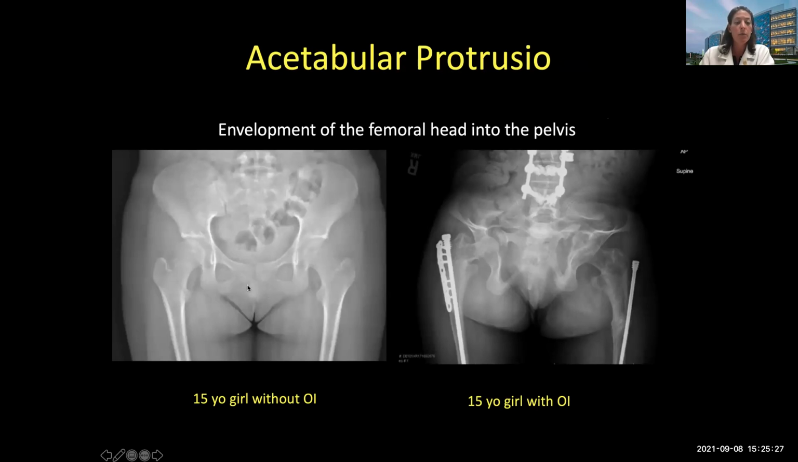This is a 15-year-old girl without OI on the left side of your screen. And on the right side of your screen, also a 15-year-old girl with OI, you can see has had a spinal fusion here. And the femoral heads have been enveloped literally within the pelvis. And you can see the pelvis itself has also developed a significant deformity over time.